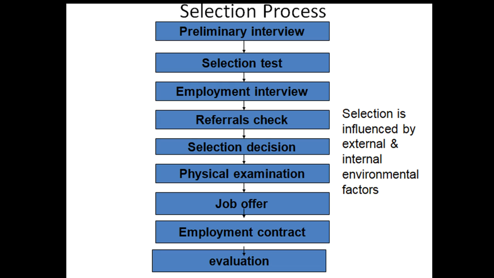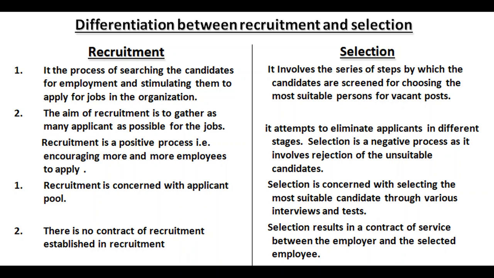This is the selection process. We start with the initial interview, selection test if required, then employment interview, reference check, and the selection decision can be taken by the authorities. Then, if required for the particular post, the physical examination takes place, then the job is offered after the final selection, then the contract is made between the employer and employee, and then the final evaluation process goes on. Selection is influenced by external, internal and environmental factors.